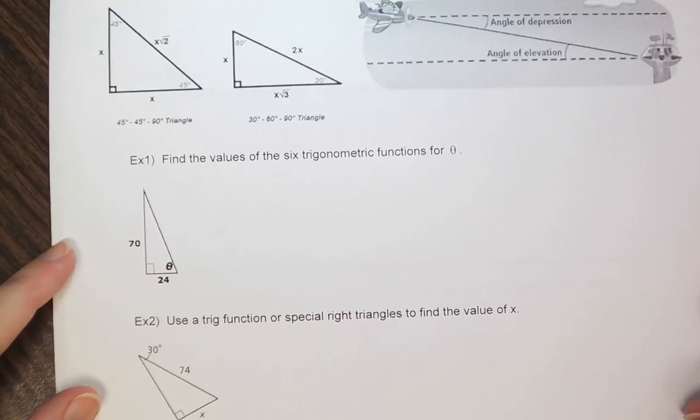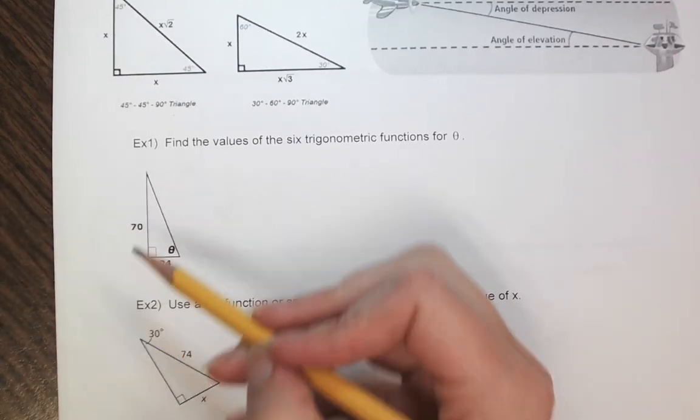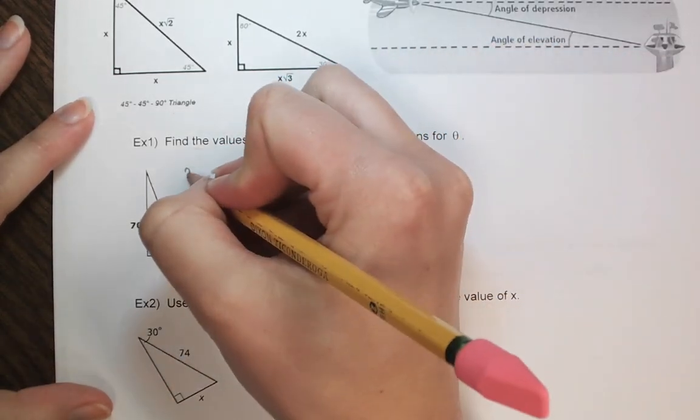All right, first one says find all 6 of the trig functions for our angle theta here. So the first thing we have to do is we have to find what the hypotenuse is. In order to do that, you could use the Pythagorean theorem, or you could use a trig function if you want. Let's just do the Pythagorean theorem here.